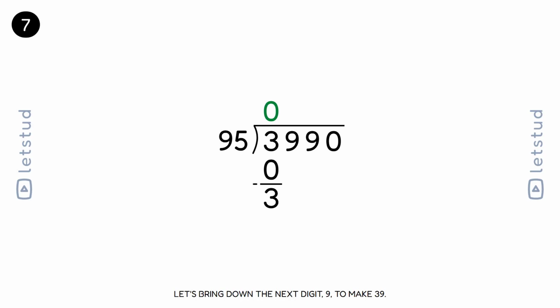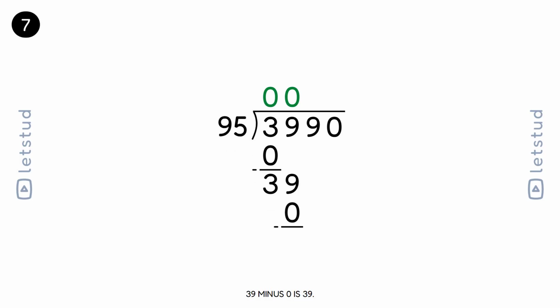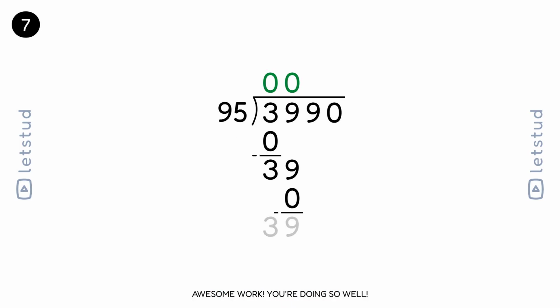Let's bring down the next digit 9 to make 39. Our new number is 39. Let's divide 39 by 95. We have 39. 95 doesn't fit into 39 at all, so it's 0 times. 0 times 95 is 0. 39 minus 0 is 39. Awesome work, you're doing so well.